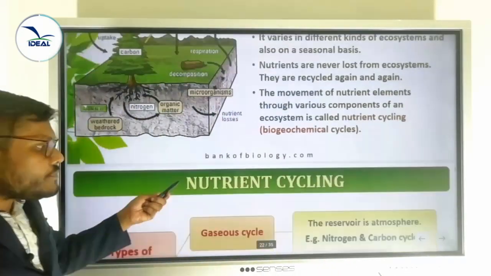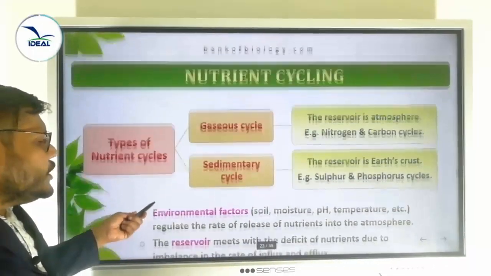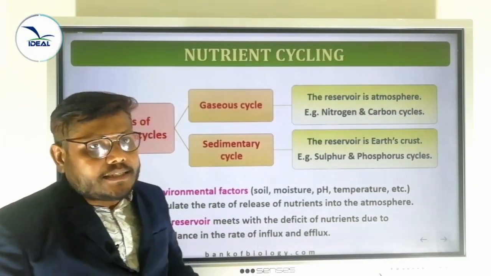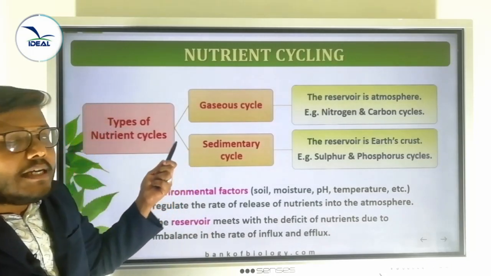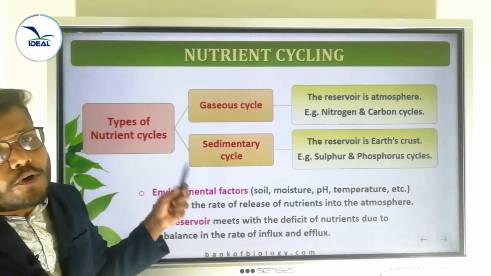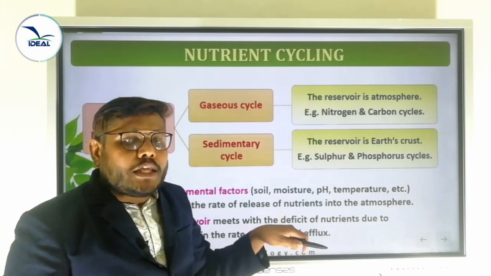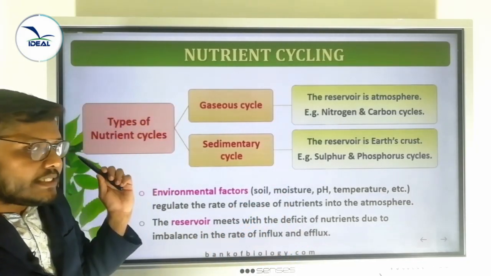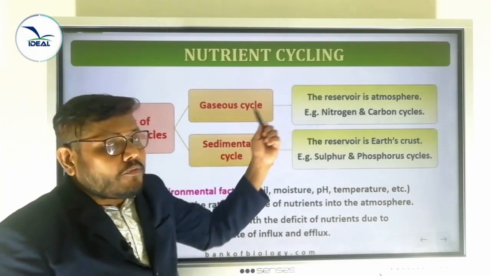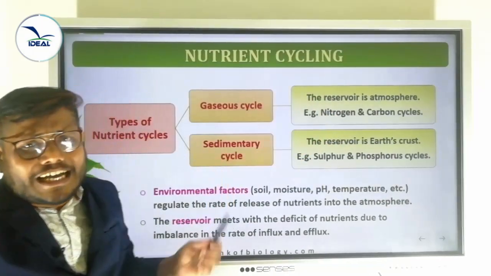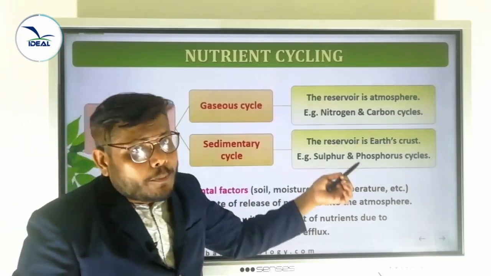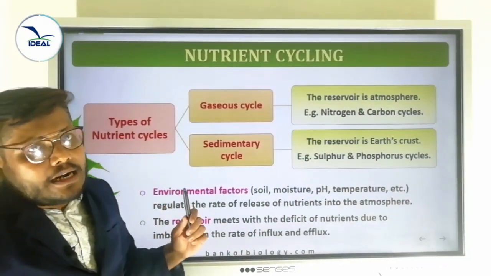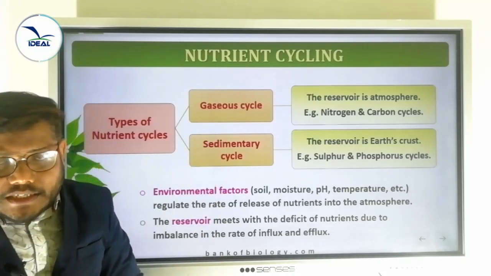Is it clear? So here we are discussing two types of nutrient cycle. One is gaseous cycle, another one is sedimentary cycle. Gaseous cycle means the gaseous materials flow from abiotic to biotic and back to abiotic in a more or less cyclic manner. The reservoir of the gaseous cycle is the atmosphere. Examples are nitrogen cycle and carbon cycle. These all come under the category of gaseous cycle.